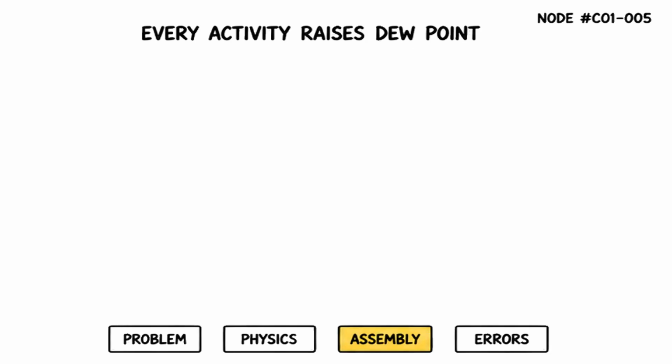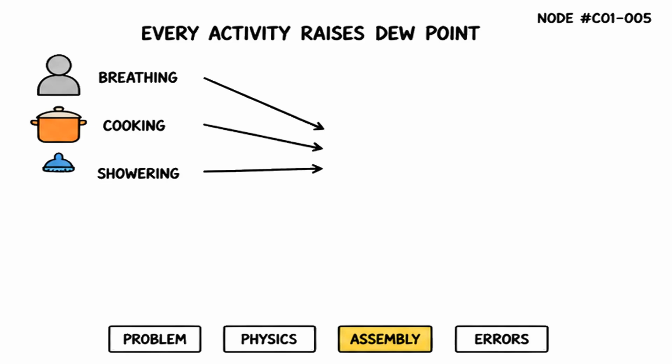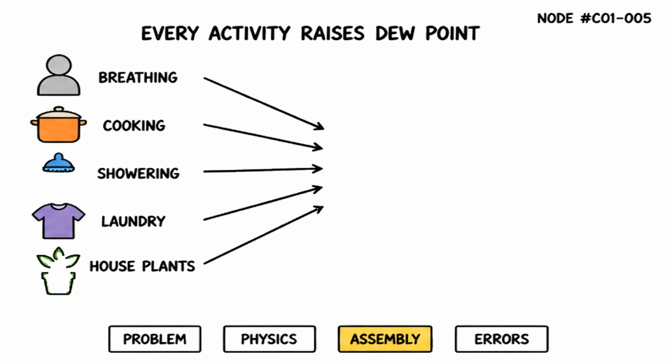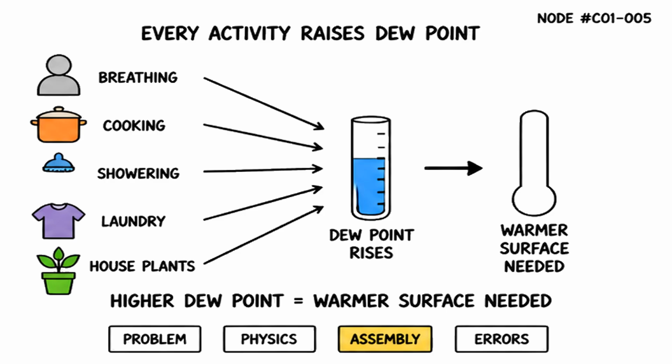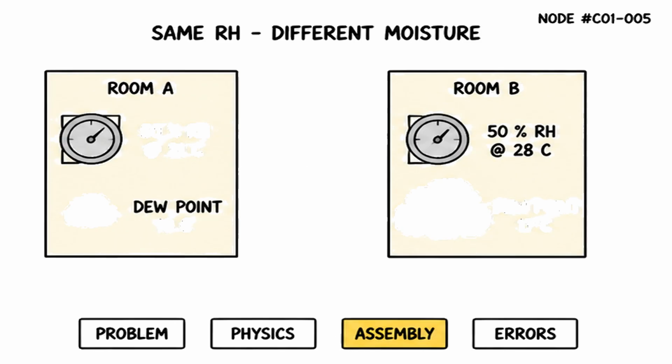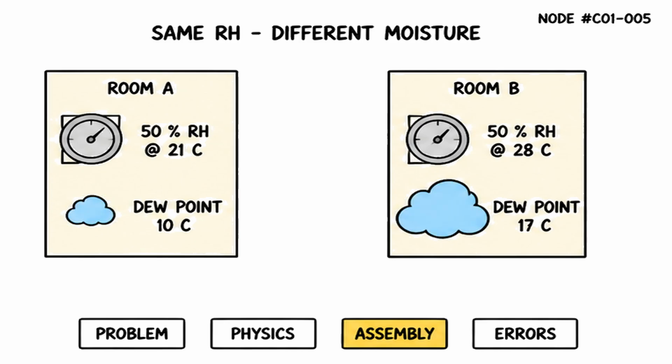Where does that moisture load come from? People breathing, cooking, showering, drying laundry, even houseplants. Every activity raises the dew point, and the higher the dew point climbs, the warmer a surface must be to stay dry. Two rooms can both read 50% relative humidity and have completely different dew points because air at different temperatures holds different absolute amounts of water. Same number on the meter, different moisture inside.